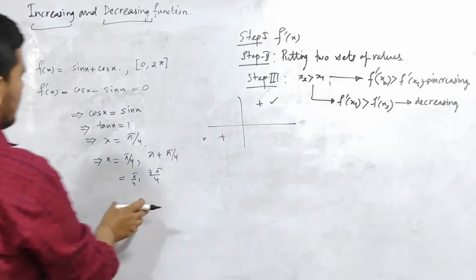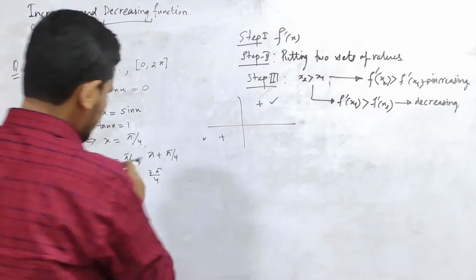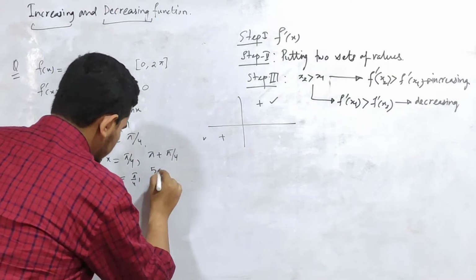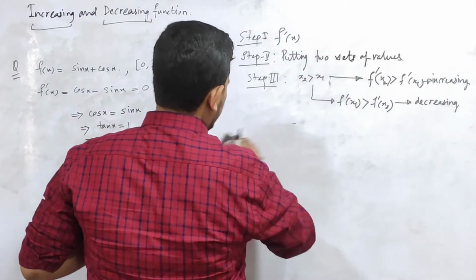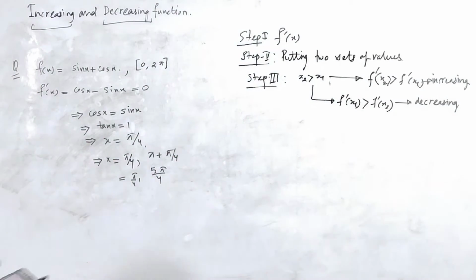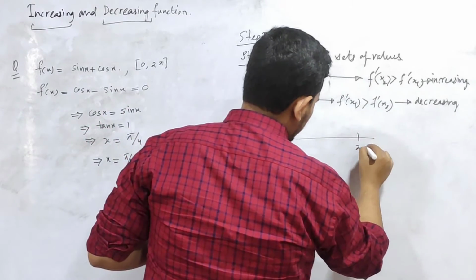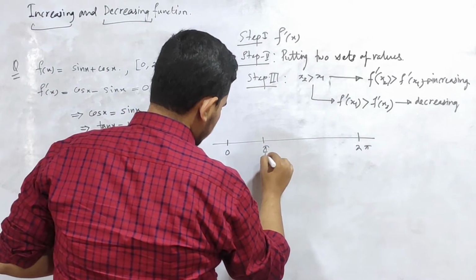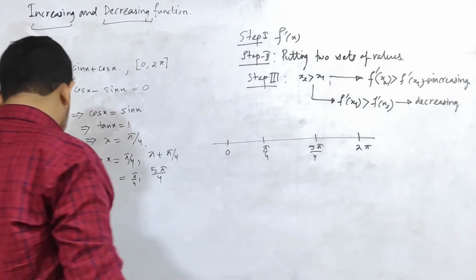So now these are the values, and sorry, I made a mistake here. This is not 3 pi by 4. This is 5 pi by 4, pi plus pi by 4. So these two are the points. Now you need to check the number line and see where these points are. Basically this is our real number line where this is 0, and let's suppose this is twice pi. So we get this point pi by 4, and again we get the point 5 pi by 4.